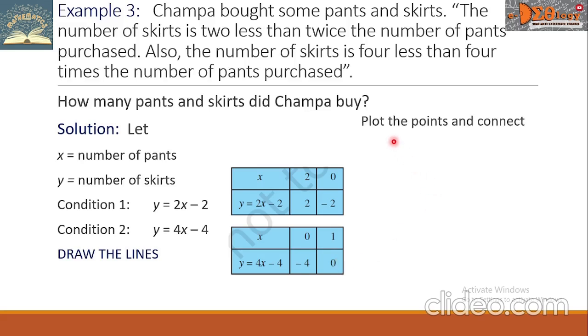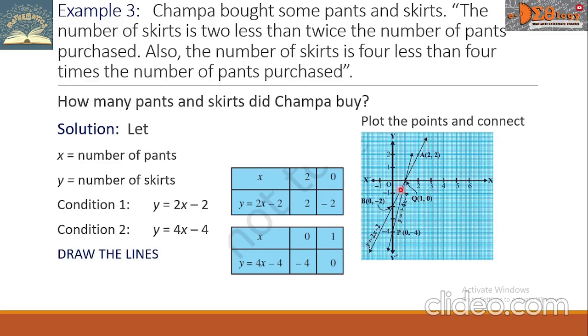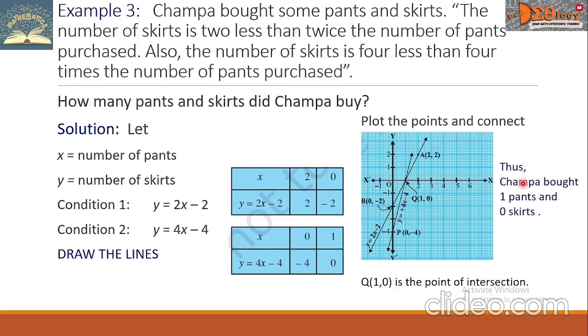Let us now plot the points and connect. These are now the two lines. This is the first line, and this is the second line. Observe that the point Q, (1, 0), is the point of intersection. Thus, Champa bought 1 pants and 0 skirts.